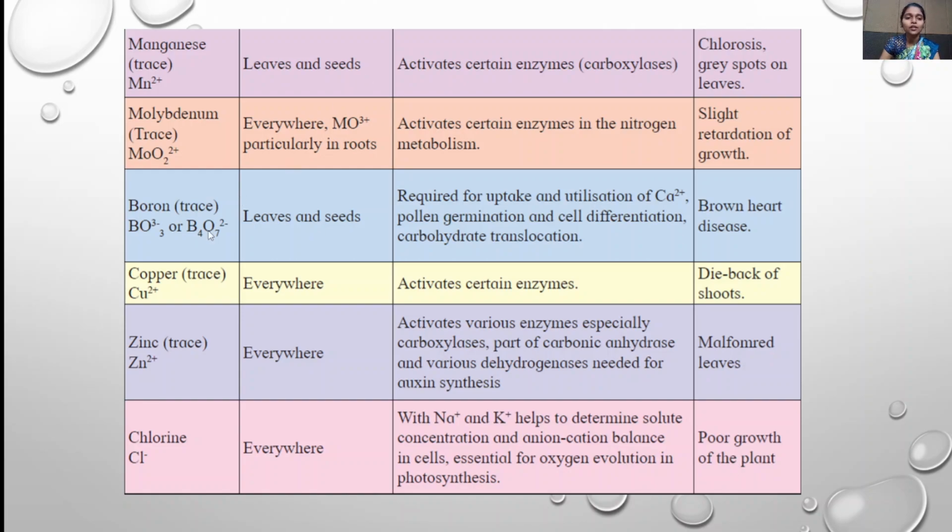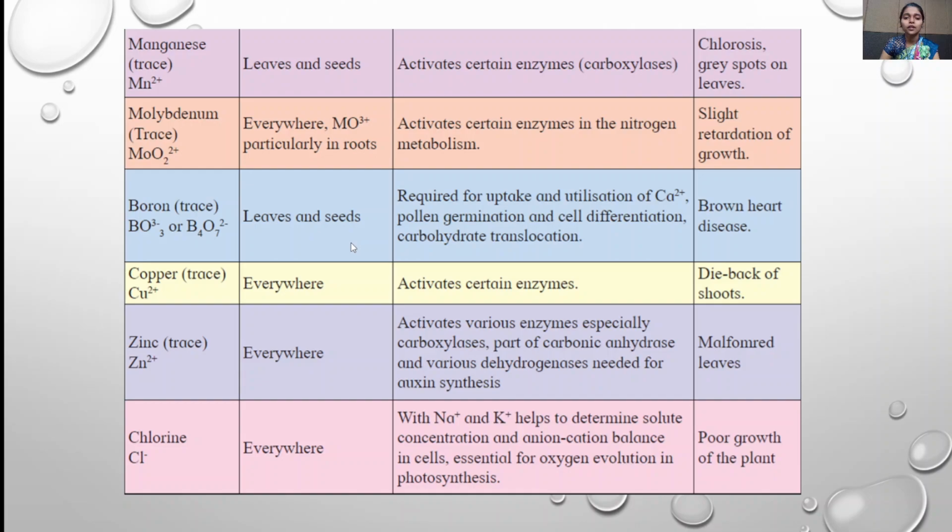The functions of boron: required for uptake and utilization of calcium, pollen germination, cell differentiation and carbohydrate translocation. Copper activates certain enzymes. Zinc activates various enzymes, especially carboxylase, is part of carbonic anhydrase, and various dehydrogenases, and is needed for auxin synthesis. Chlorine, with Na+ and K+, helps in determining solute concentration and anion-cation balance in the cell, and is essential for oxygen evolution in photosynthesis.